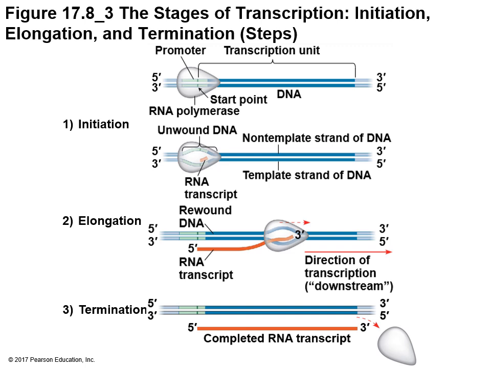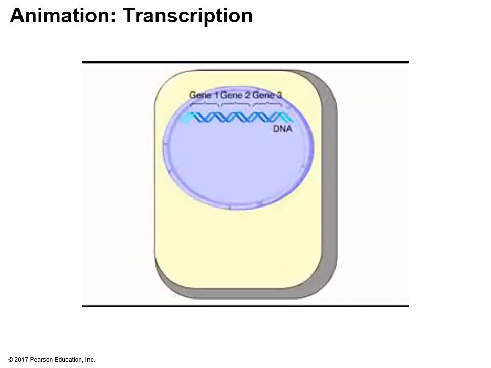The stages of transcription are initiation, elongation, and termination. Initiation is when transcription is going to start. Elongation is when we elongate the RNA transcript, and termination is when transcription stops and we produce the completed RNA transcript. So let's take a look at this video of transcription.